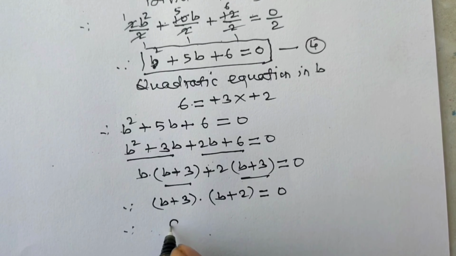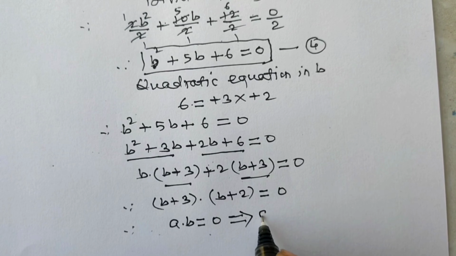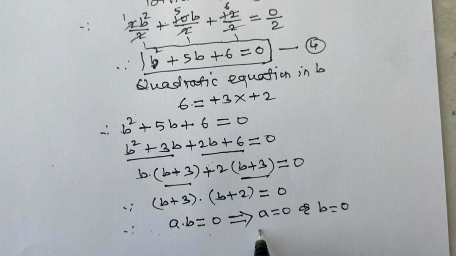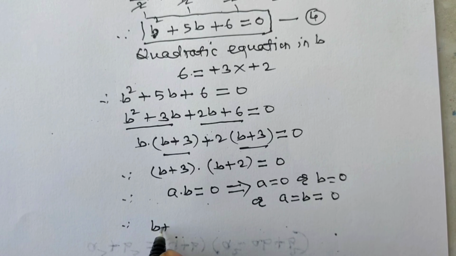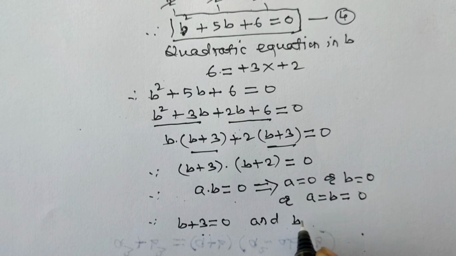But you know a into b is equal to 0 implies a is equal to 0 or b is equal to 0 or both a and b are equal to 0. Hence here we can write b plus 3 is equal to 0 and b plus 2 is equal to 0. This implies b is equal to minus 3 and b is equal to minus 2.